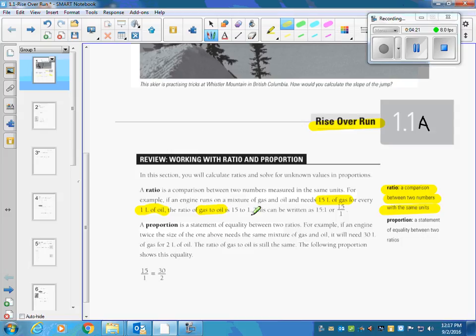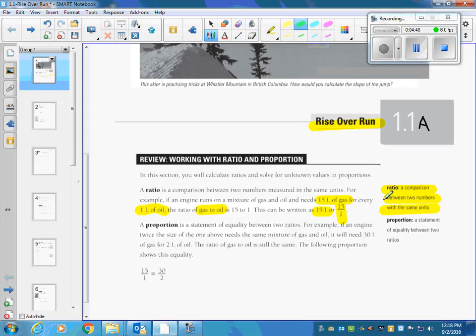You can write it with the words 15 to 1, but when you write it with a colon, it means the exact same thing, or as a fraction, 15 over 1. Okay? So if it said oil to gas, we would write it as 1 to 15, or 1 over 15. It just depends on how this statement right here is written as to how you actually write the ratio.